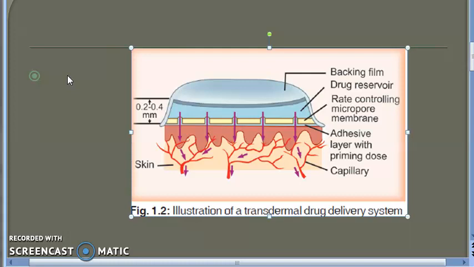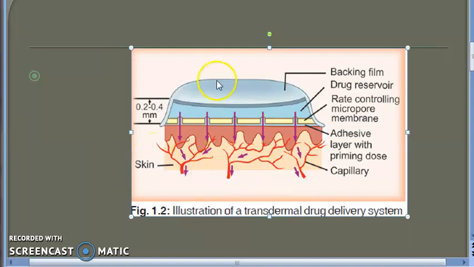And here what happens? Different patches will be there, different size, different shapes and all that. And they will have a drug, okay, and at a constant rate it will be delivered into the systemic circulation via the stratum corneum, okay. Then the drug which is bound to a polymer, okay, or it will be in solution, it is held in a reservoir. What else you should know? You should draw this diagram in the exam.